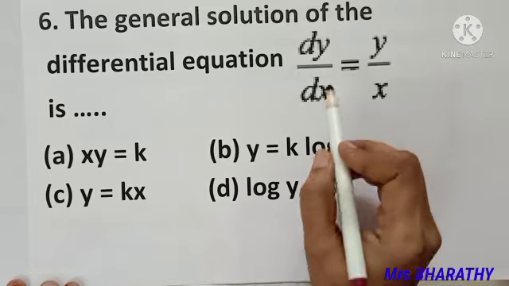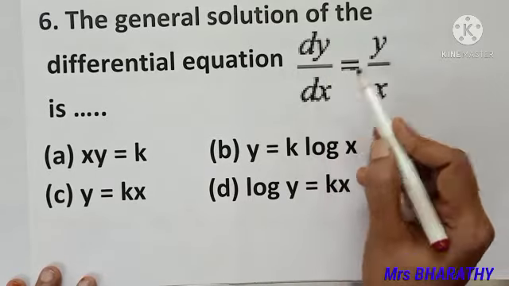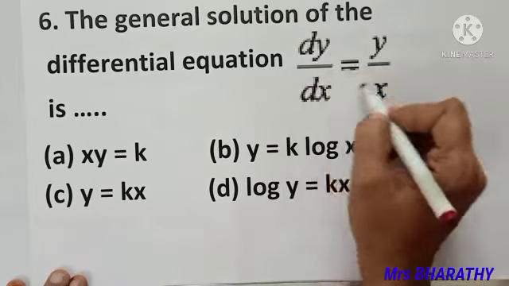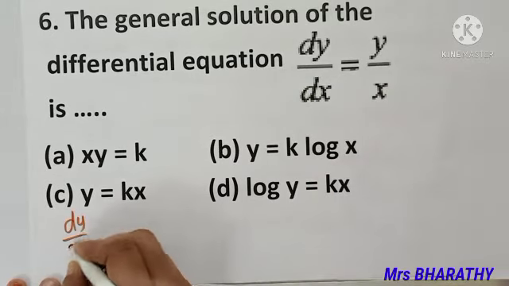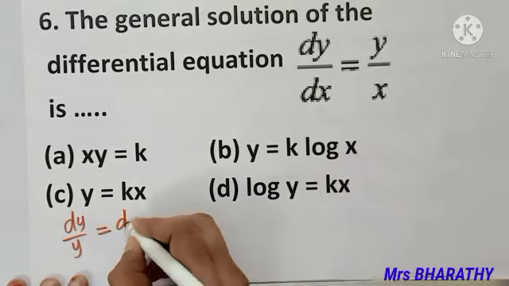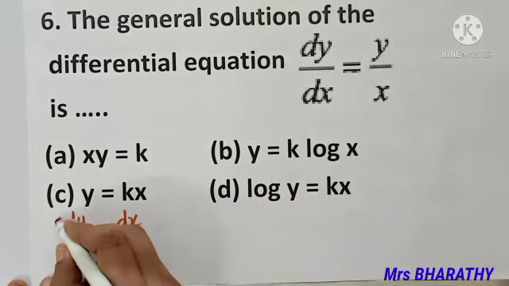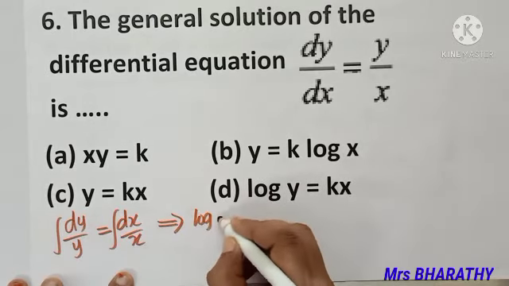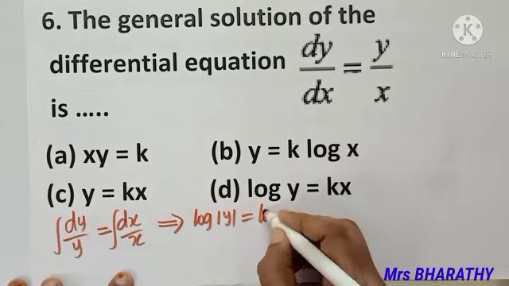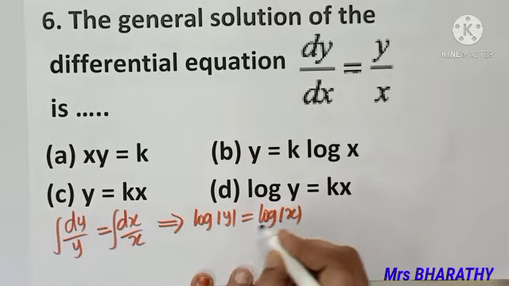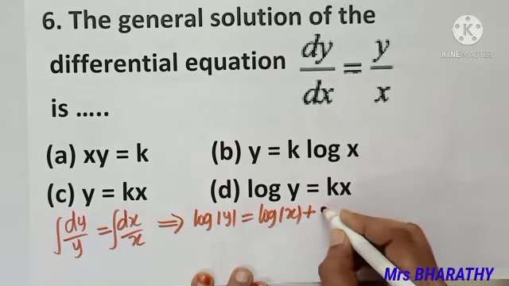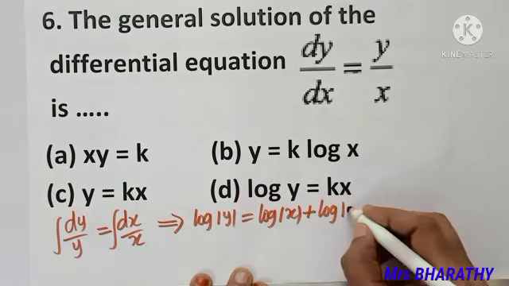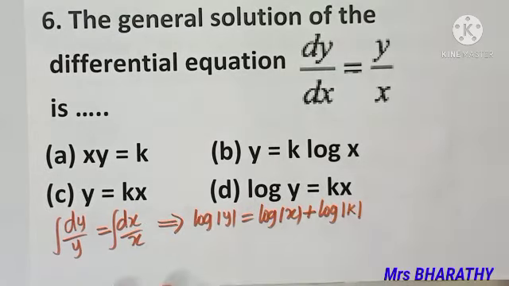Question number 6. The general solution of the differential equation dy by dx is y by x. As I separate the variables, I can rewrite the equation as dy by y equals dx by x. Once we separate, let us integrate. As we integrate, dy by y becomes log y. dx by x becomes log x. And since these two are in log, constant also let us introduce as log. So since k is given in the question, let me treat the constant as k.